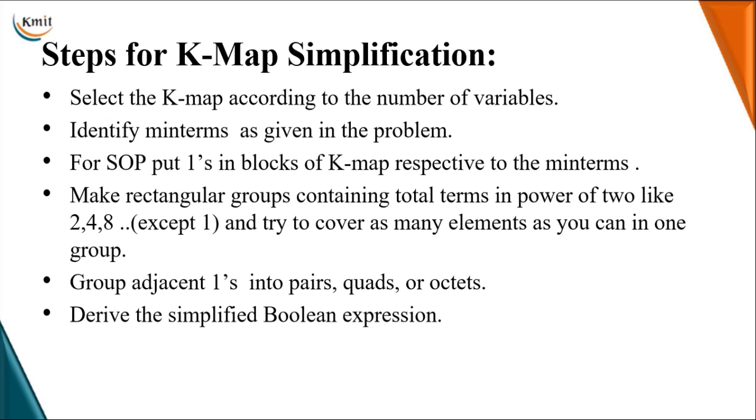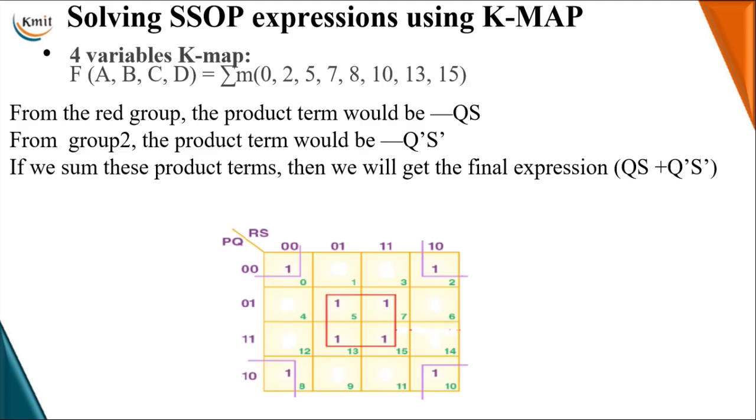If it doesn't find any minterm for adjacency, then we will just write that minterm as it is. So group your adjacent minterms into pairs, quads, octets or double octets. After that, for each group we need to write a product term, then the sum of all the product terms will give you the simplified expression. Upon deriving the simplified expression, we are going to design the circuit using logical gates as well as universal gates. Now, let me explain this with an example.